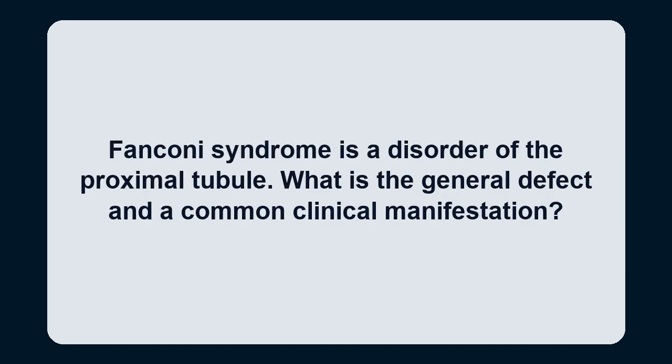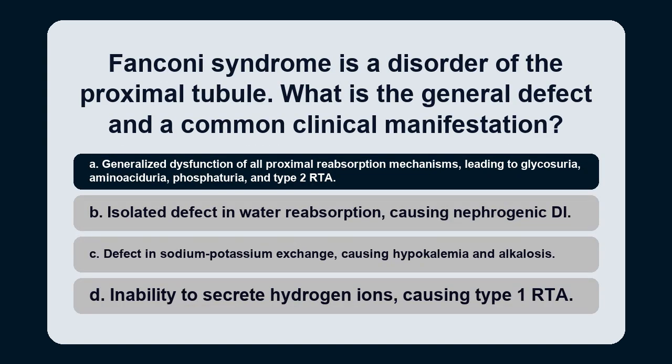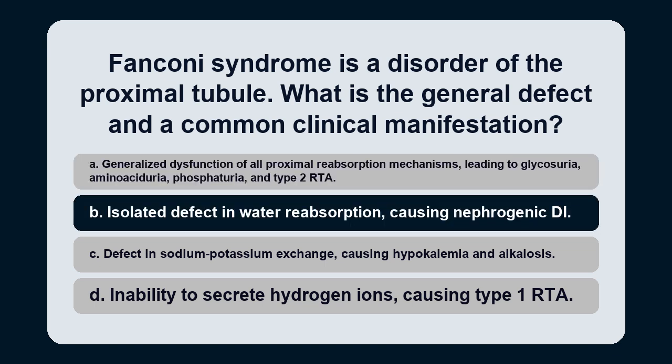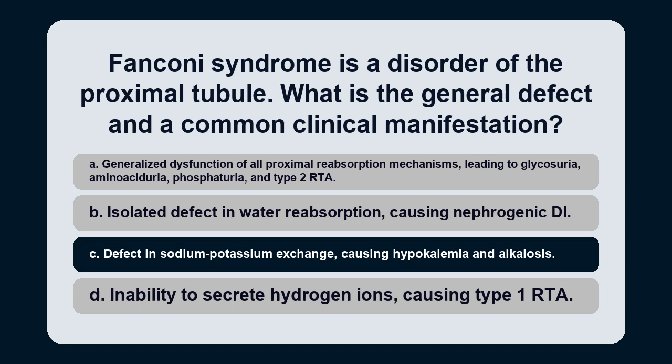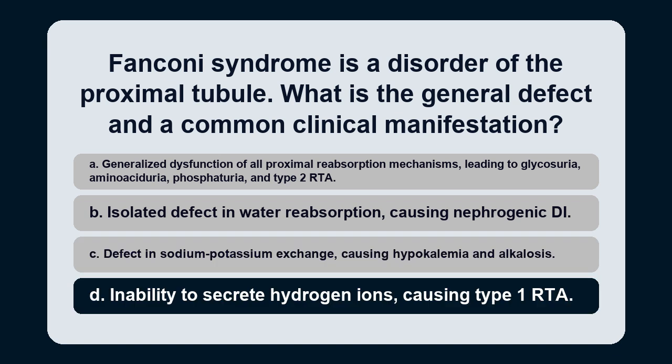Question 6. Fanconi syndrome is a disorder of the proximal tubule. What is the general defect and a common clinical manifestation? Option A, generalized dysfunction of all proximal reabsorption mechanisms, leading to glycosuria, aminoaciduria, phosphaturia, and type 2 RTA. Option B, isolated defect in water reabsorption, causing nephrogenic DI. Option C, defect in sodium-potassium exchange, causing hypokalemia and alkalosis. Option D, inability to secrete hydrogen ions, causing type 1 RTA.